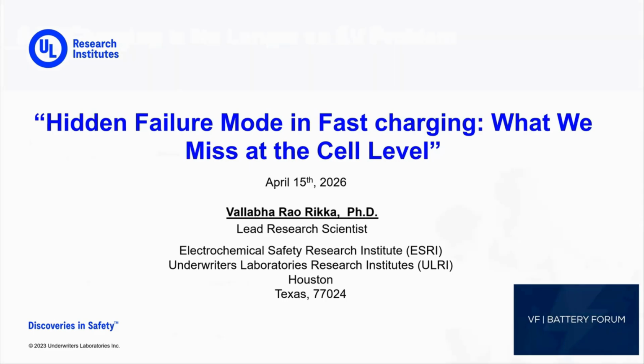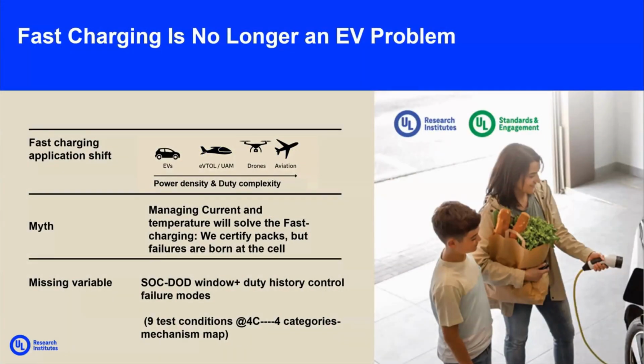That's the main idea. As we see here, fast charging is no longer a consideration only for EVs. It is adapted to high power density applications like flying taxis, drones, and aviation. In these applications, the duty cycle complexity increases because the duty cycles are very short, so it triggers more safety issues. That's why we have to consider what kind of aging mechanisms or failure modes are happening during the initial cell testing.